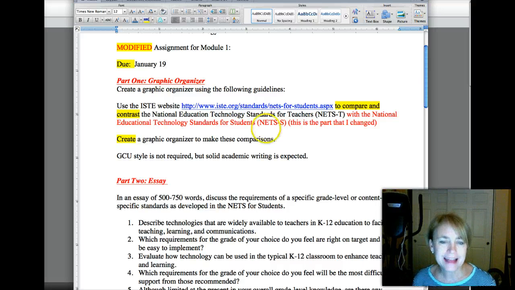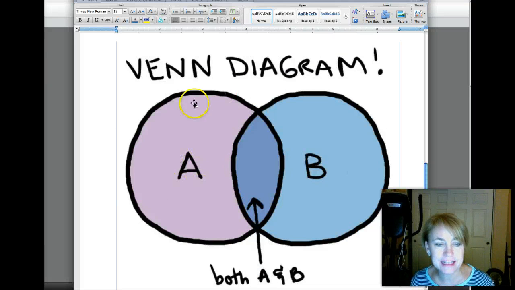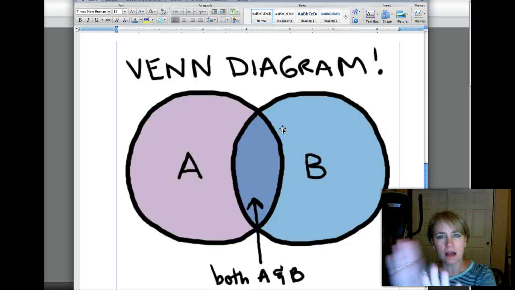So that's the Venn diagram right there. This would be the NETS-T, this would be the NETS-S, and this would be everything that is the same.